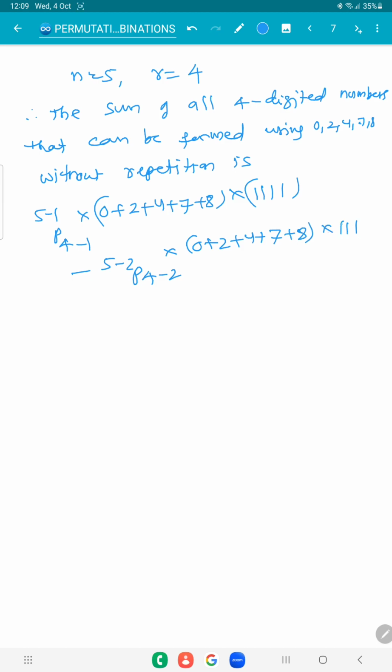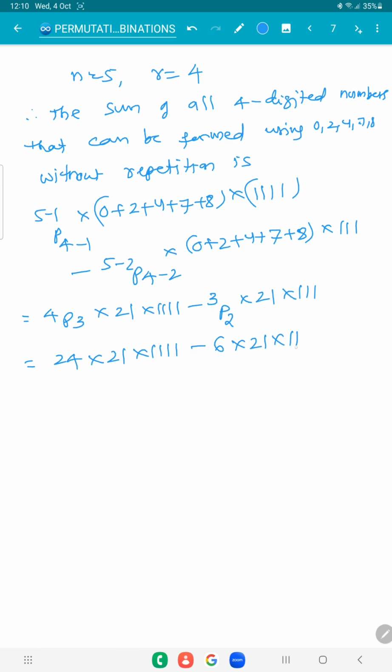into 111, 3 times. So that is equal to 4P3, that is 24, into 21 into 1111, minus 3P2 into 21 into 111, that is 24 into 21 into 1111, minus 6 into 21 into 111. If we calculate, that is equal to 5,45,958.